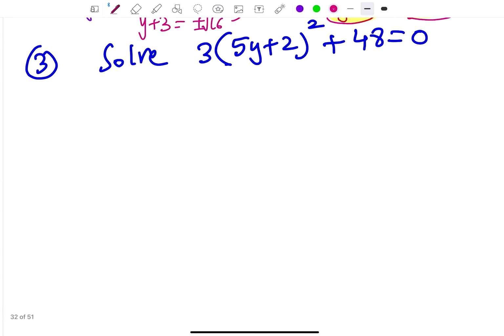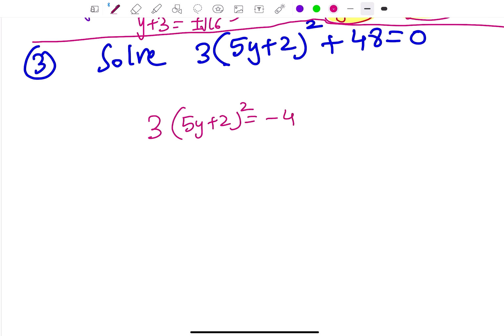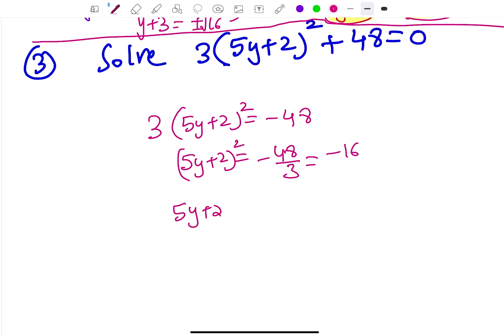See another example. This one looks a bit more complicated, but the first step would be to isolate the quantity squared. So we're going to go ahead and subtract 48 from both sides. So 3 times 5y plus 2 squared equals negative 48. Now we're going to divide both sides by 3 to isolate the quantity squared. That's negative 48 divided by 3, which is going to be negative 16. So 5y plus 2 squared is negative 16.